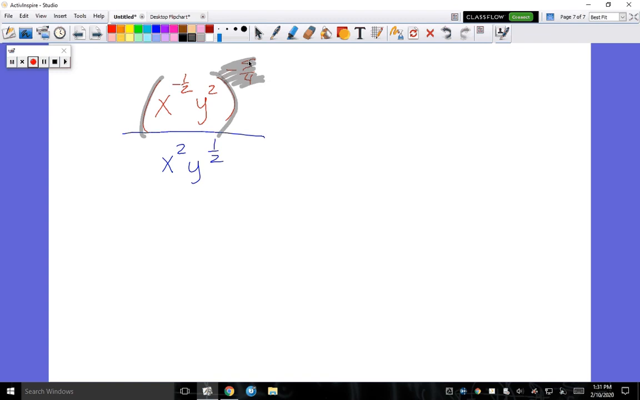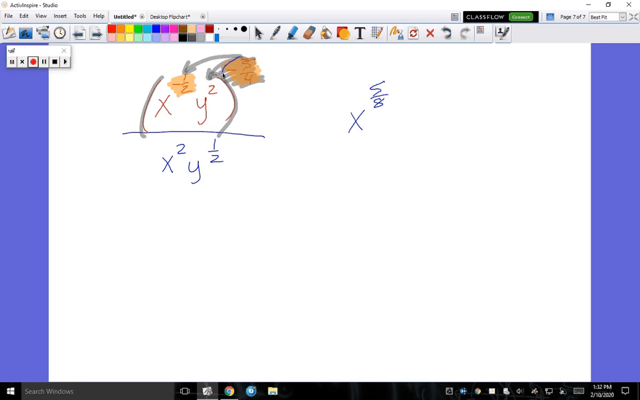Now there's two things that you could do with this. You could take this whole thing and move it downstairs as a positive 5/4. Or, which I would probably do, is just break it up to each individual piece first. So this negative 5/4 is going to multiply with negative 1/2. There's a power raised to a power, you multiply, and what would I get? I'd get x to the what? 5/8.